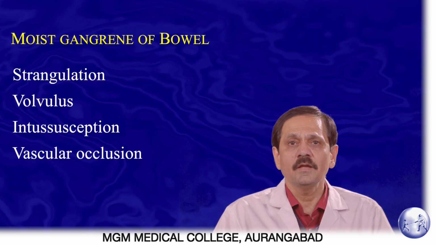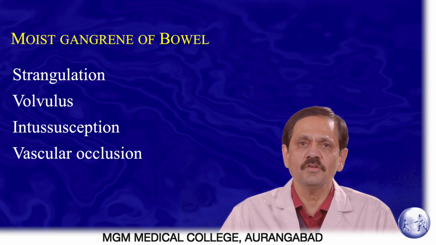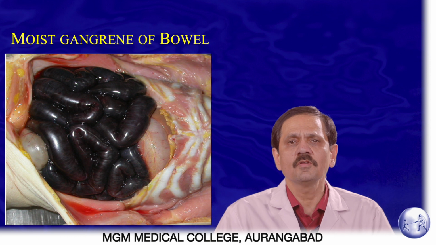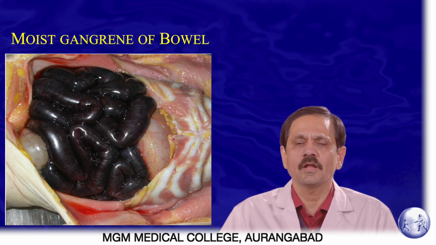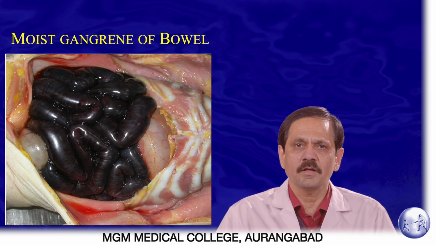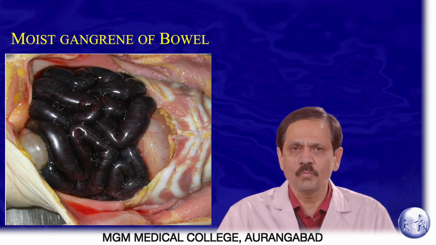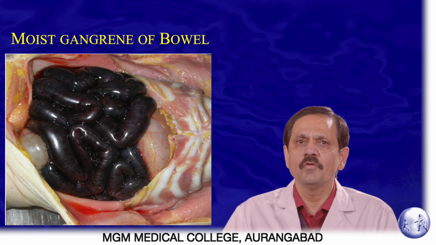It is also seen in case of intussusception. So what is this intussusception? Intussusception means one part of the intestine is telescoped into another part, giving rise to the wet type of gangrene in intestines. So these are the three common causes in which you will see the wet type of gangrene in the intestines.